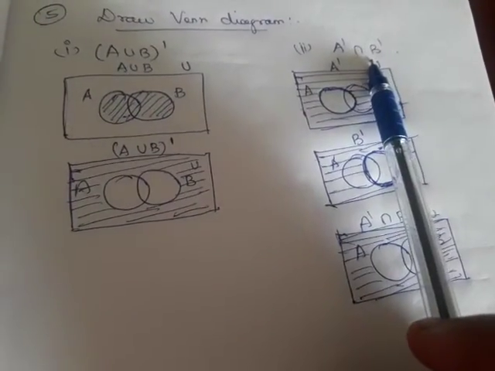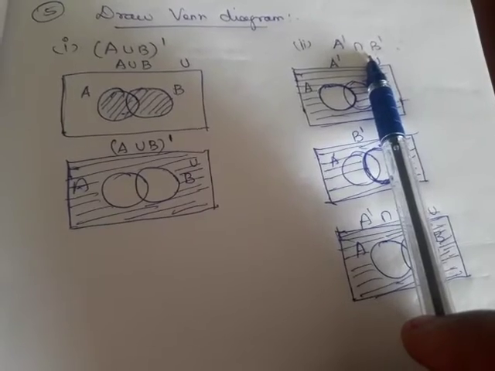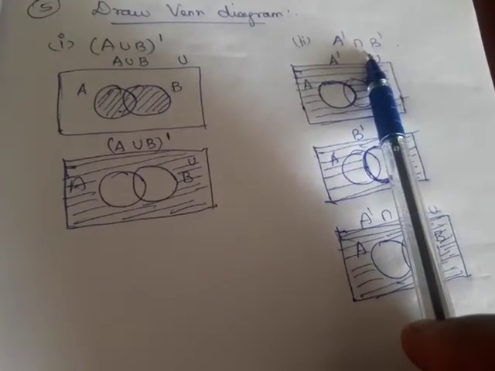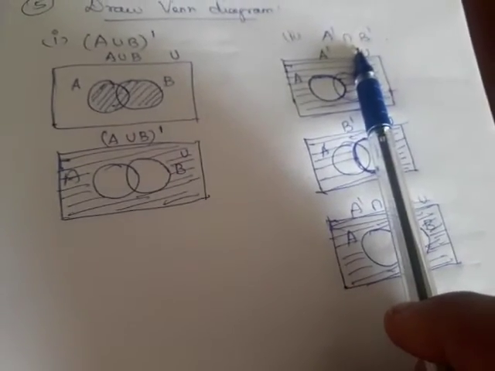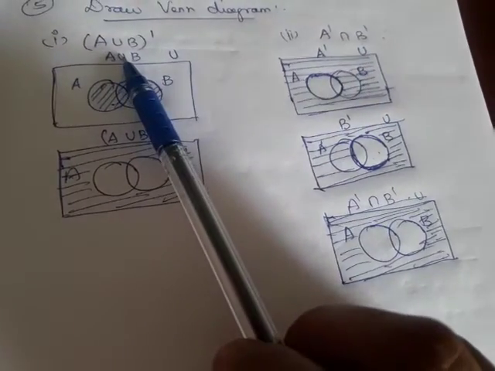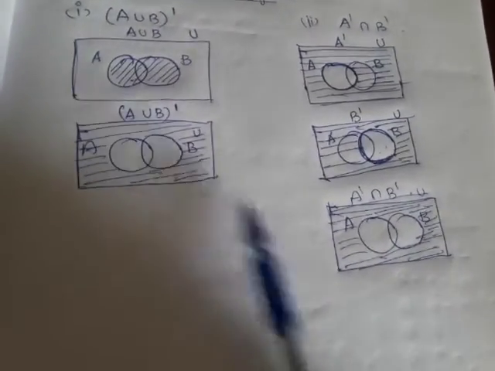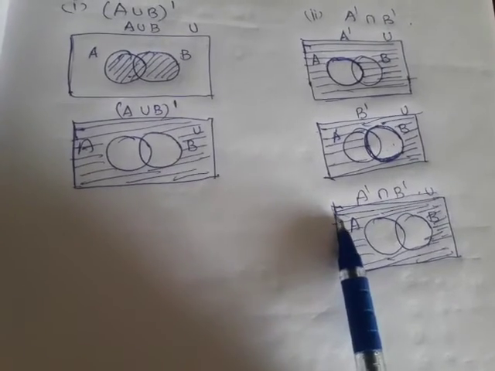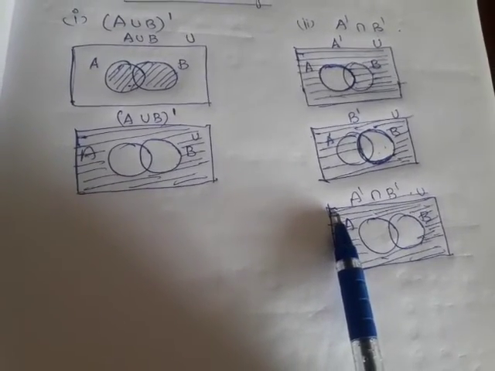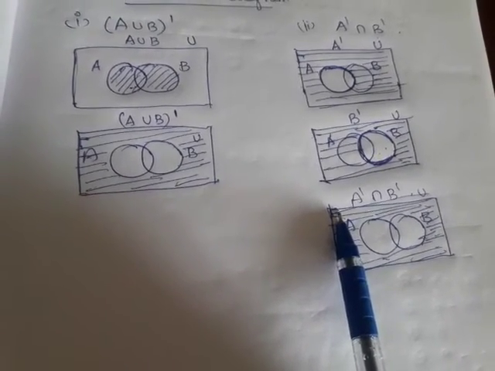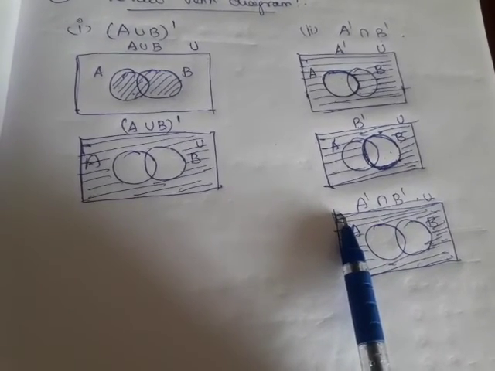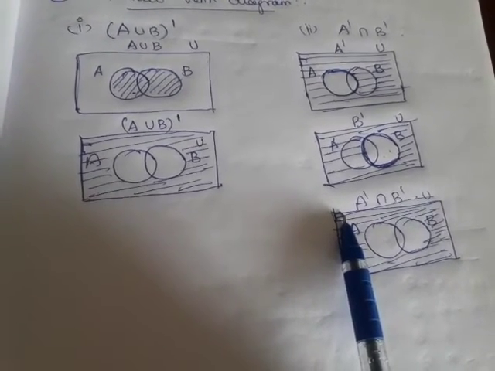Both should be equal because this is stated by De Morgan. This is the first De Morgan's law. What is the first De Morgan's law? A union B the whole dash is A dash intersection B dash. And if you check the answers, both are the same. So this is how we can prove De Morgan's law using a Venn diagram. I told you in the previous class we can prove De Morgan's law using a Venn diagram. So this is how you can prove it.